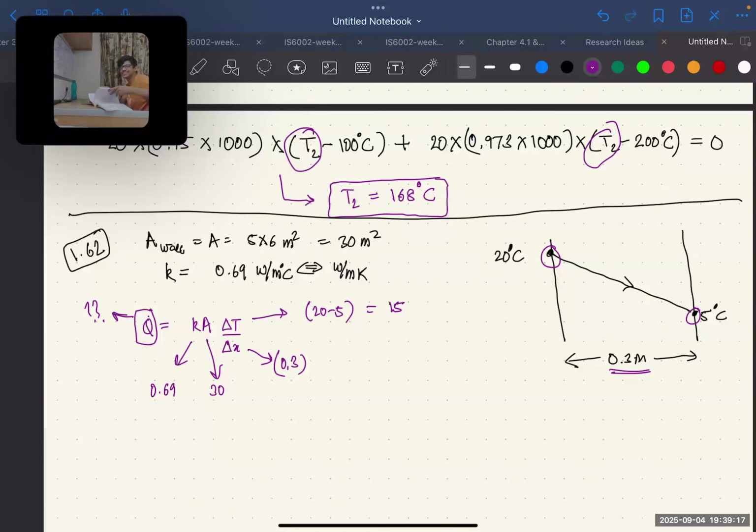Please note that I have converted everything to the SI units. Without this, you might mess up the whole thing, even though the things might be very, very simple. So just make sure every time you're using the same units in each problem. That way you won't make a mistake. So, like a one line answer, what is Q dot? Q dot is 0.69 times 30 times 15 over 0.3. So, can someone give me the answer? Very simple answer. How many watts?